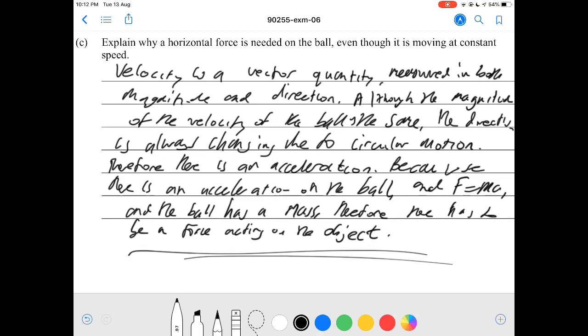So the next little clip will be: explain why the object will move at a tangent to the circle after the loss of centripetal force.